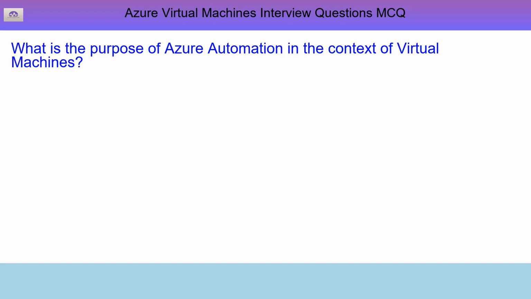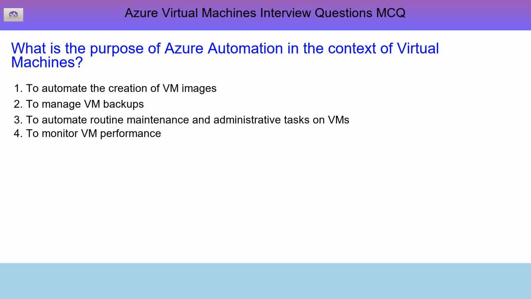What is the purpose of Azure Automation in the context of virtual machines? Here are your options. 1. To automate the creation of VM images. 2. To manage VM backups. 3. To automate routine maintenance and administrative tasks on VMs. 4. To monitor VM performance.